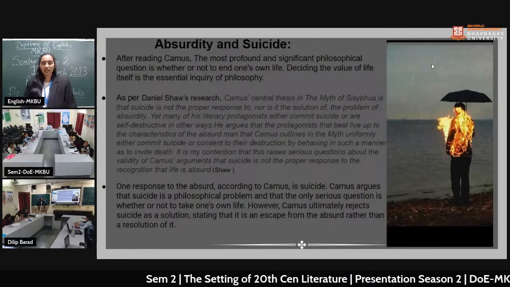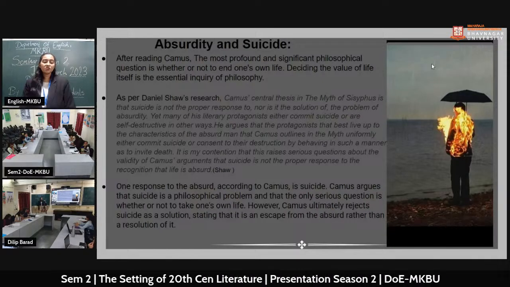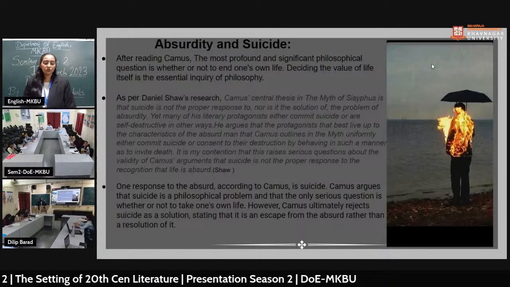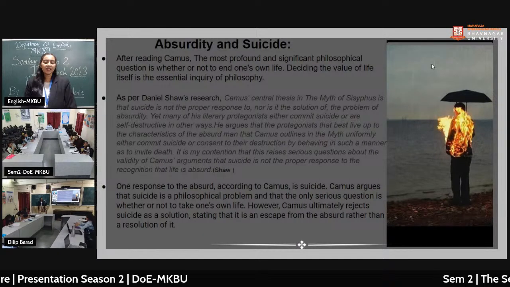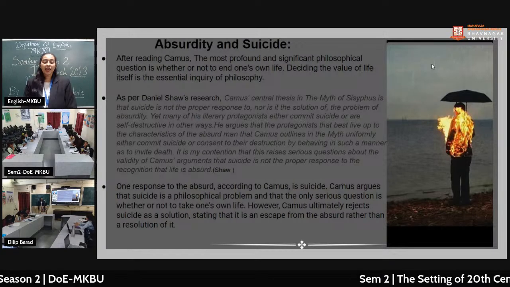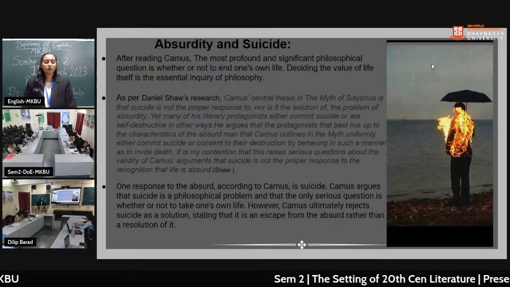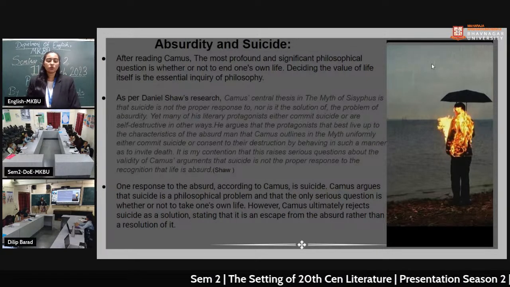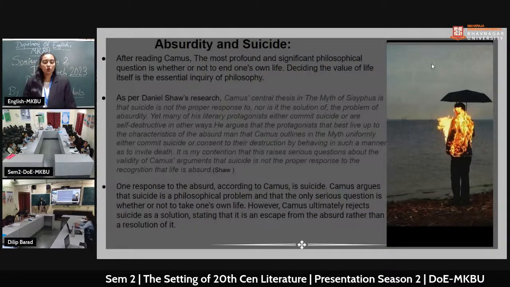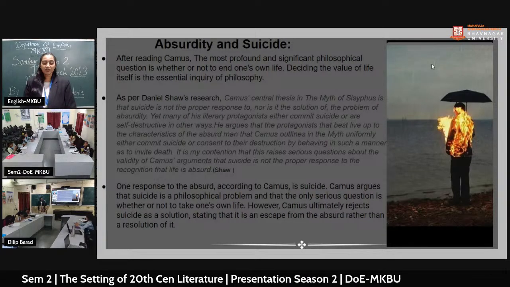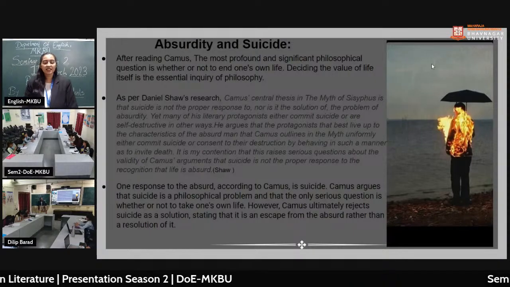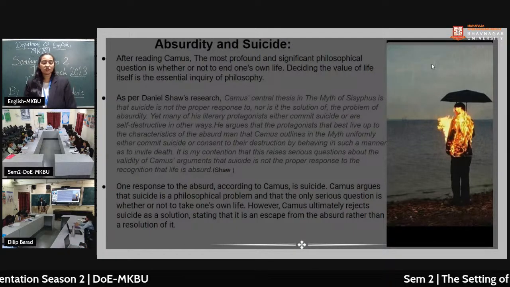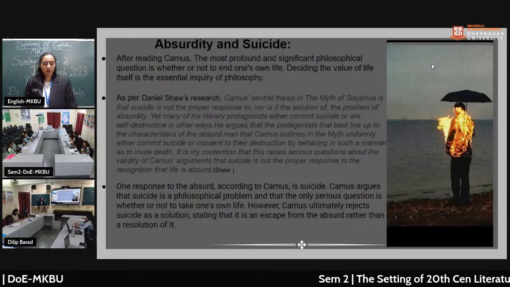One response to the absurd, according to Camus, is suicide. Camus argues that suicide is a philosophical problem and that the only serious question is whether or not to take one's own life. However, Camus ultimately rejects suicide as a solution, stating that it is an escape from the absurd rather than a resolution of it.